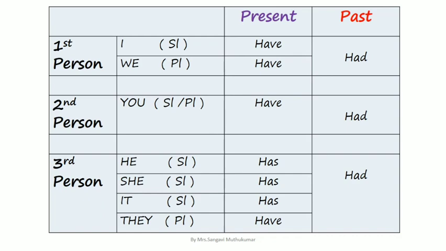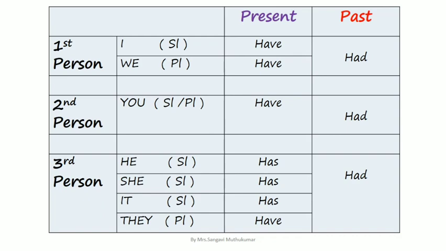Next, third person: he, she, and it. He is used to refer to a male, she is used to refer to a female, and it is used to refer to other things such as dog, animals, cat, etc. So he, she, it are third person singular and third person plural is they. A group of persons can be referred to as they.